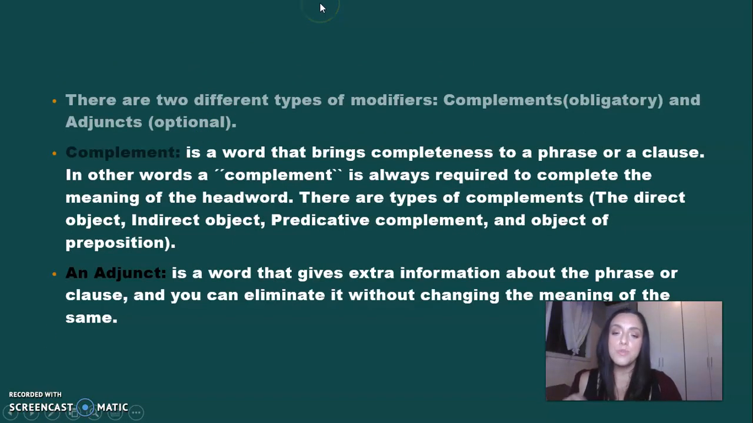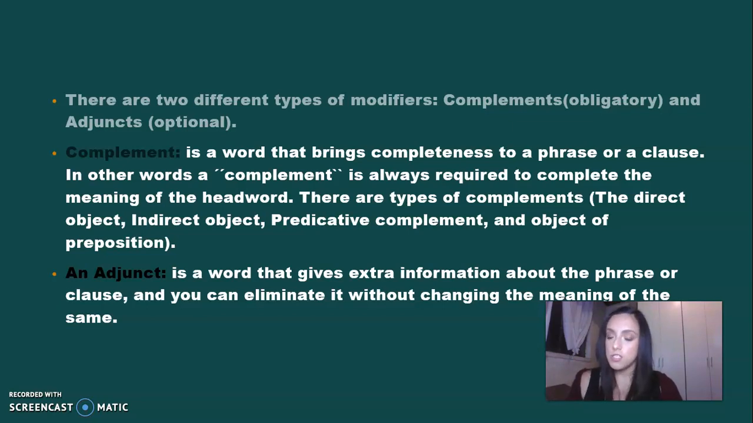Now, there are two different types of modifiers: complements and adjuncts. The complements are obligatory and the adjuncts are optional. Now, let's see the definition of each one. A complement is a word that brings completeness to a phrase or a clause. So, what I mean with this is that it's always required to complete the meaning of the head word. Now, there are different types of complements: the direct object, the indirect object, the predicative complement, and the object of a preposition.